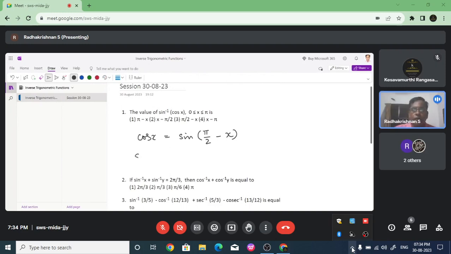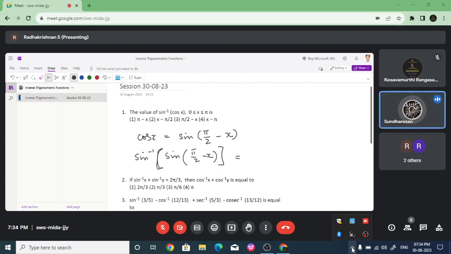So we want the value of sine inverse of sine. What is the value of sine inverse of sine? Pi by 2 minus x, sir. Simply pi by 2 minus x. So that is option number 3.